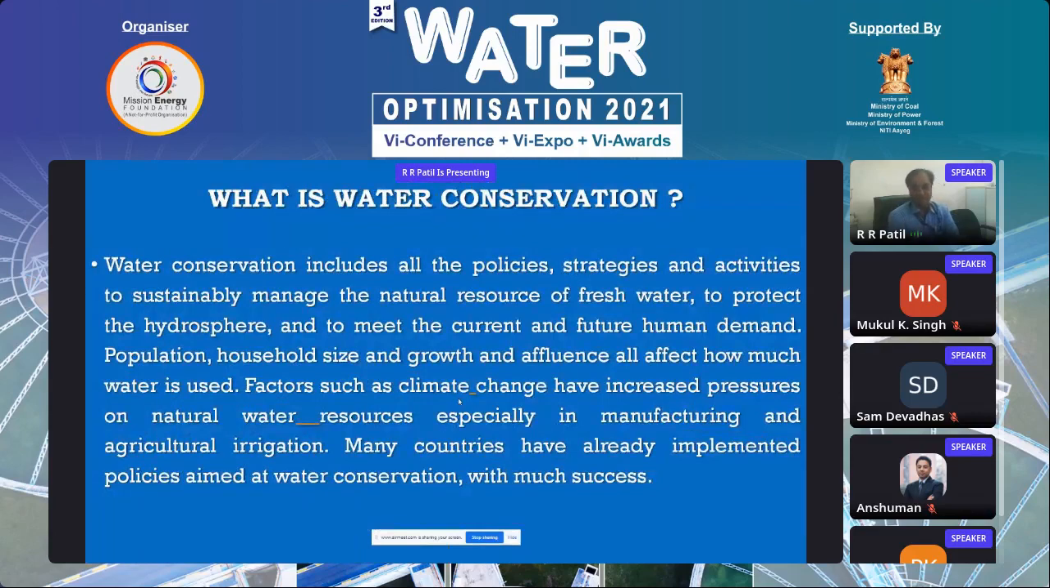What is water conservation? To manage the natural resource of fresh water, there are policies, strategies and activities defined which help to protect the hydrosphere and meet current and future demand. That is the requirement today. Factors such as climate change have increased the pressures on natural resources, on manufacturing and agriculture irrigation.